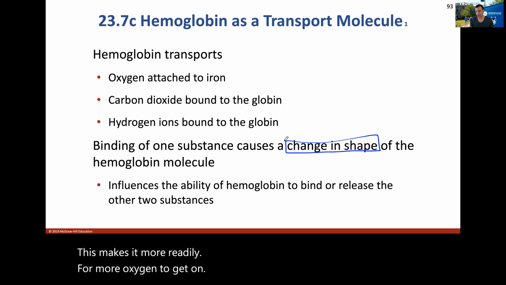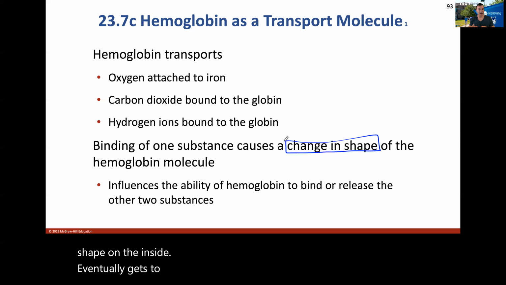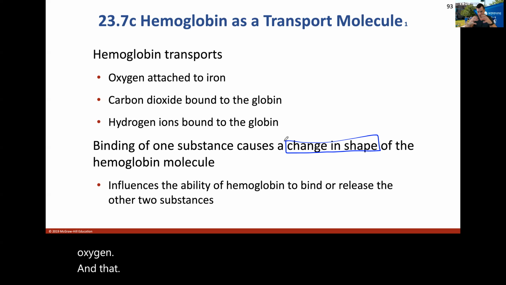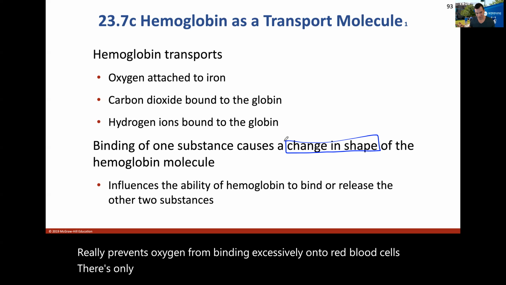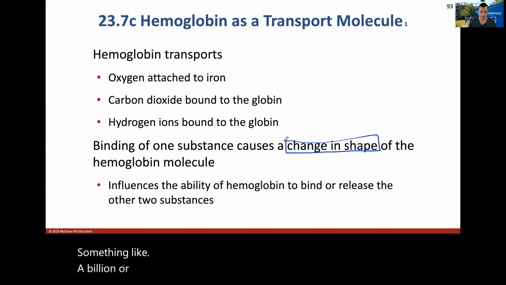As more oxygens load up, it's going to continue to have a slight shift in its molecular shape on the inside. Eventually, it gets to the point where it's like, I'm full. I have no more seats on this bus, and I cannot load any more oxygen. And that molecular change on the inside is what really prevents oxygen from binding excessively onto red blood cells. There's only a certain amount of oxygen molecules that can bind. I don't know, something like a billion or something. It's a crazy number of oxygen molecules that can bind.